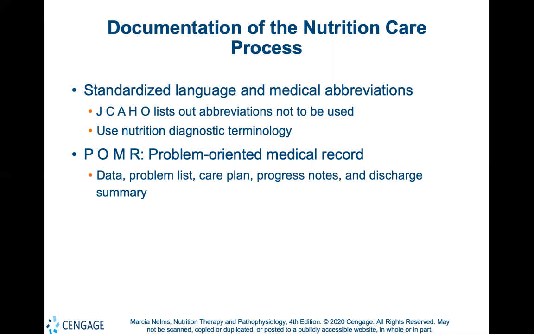One common type of medical record is the problem-oriented medical record. The problem-oriented medical record is divided into 5 parts: data, problem list, care plan, progress note, and discharge summary.